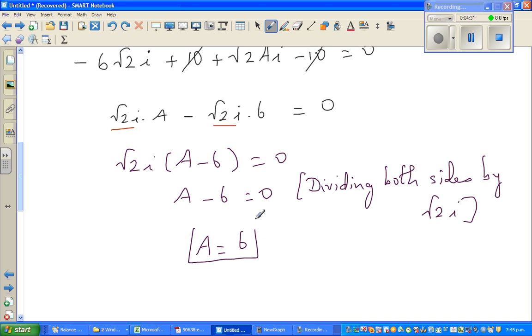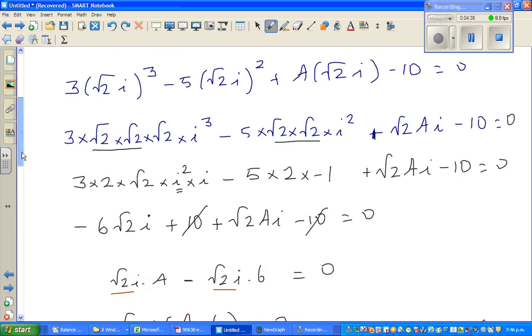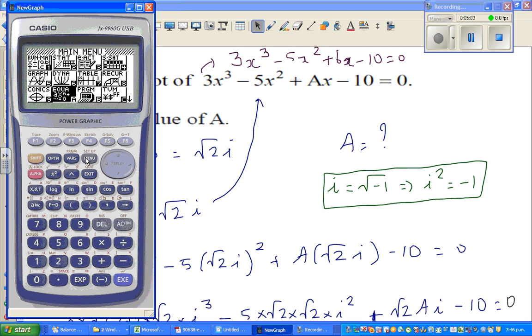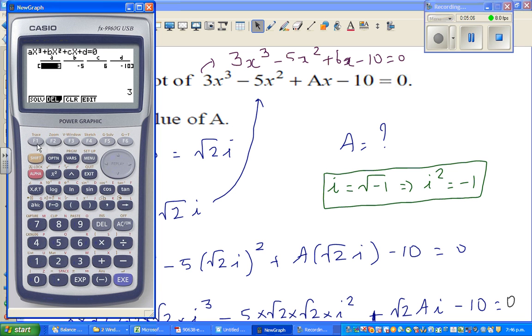Now you should not stop here. As math students, it's always good to check whether our answer is making sense. So this means the equation changes to 3x cubed minus 5x squared plus 6x minus 10. I'm not going to solve this by hand, you can solve it if you want. But I'm going to use a graphic calculator and ask it to solve this and see whether root 2i is one of the roots.